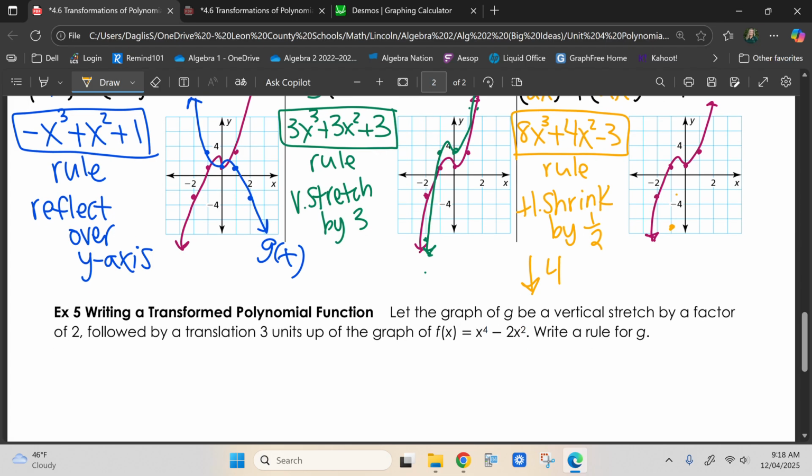Does that make sense what I just did? My first point is -2, -3. The first thing I did was I divided my x value by 2. So that gave me -1, -3. And then I dropped it down 4 units. So it became -1, -7. That's what I'm doing to all my points. Okay. Here we go. My x value was 1. So now it's going to be 1/2. Boop. And then instead of a y value of 1, now we have a y value of -3.